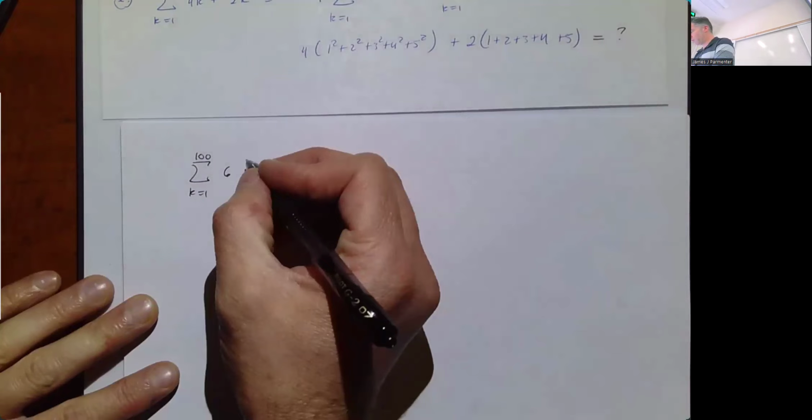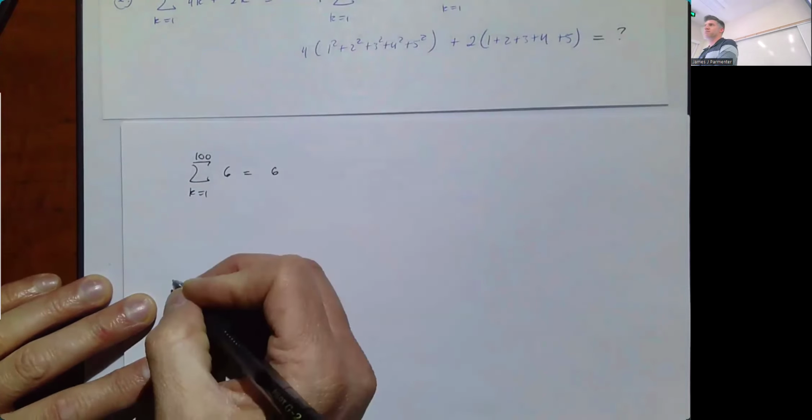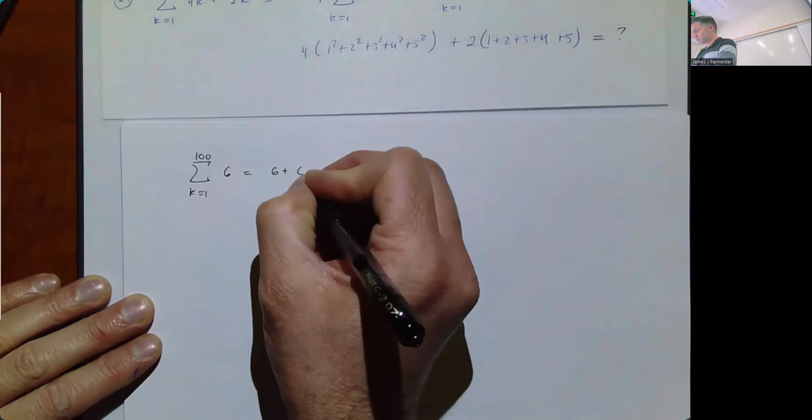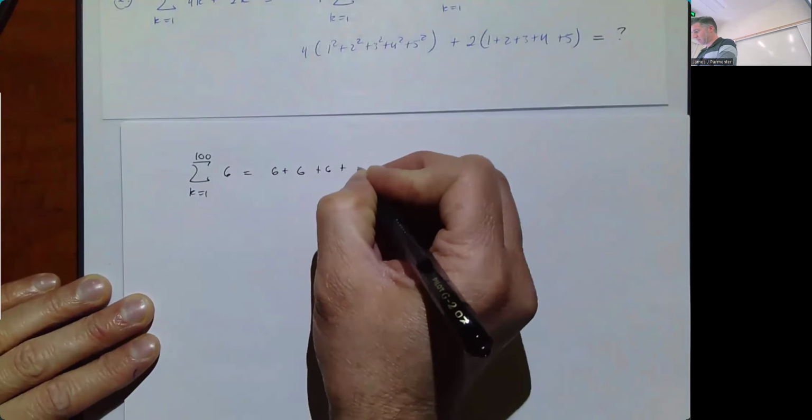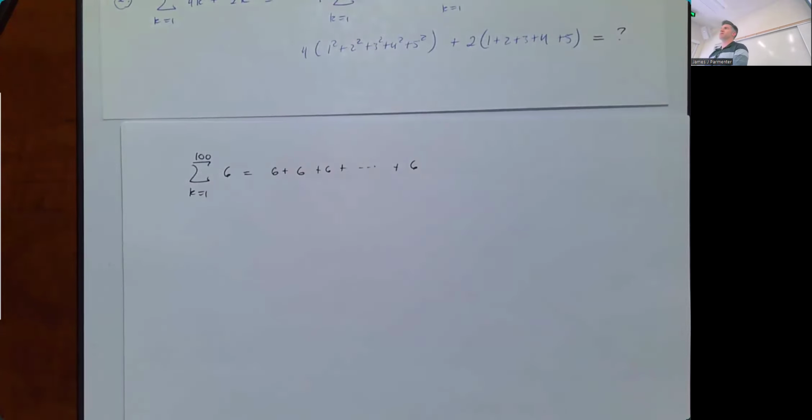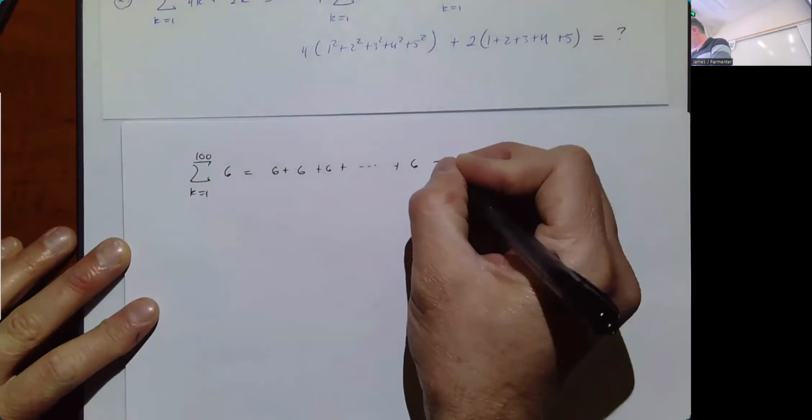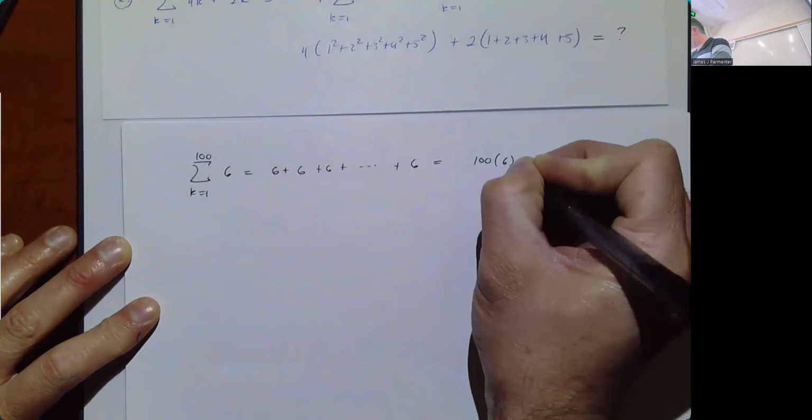Well, when k equals 1, I get 6. When k equals 2, I get 6. When k equals 3, I get 6. And I'm going to get 6 a lot of times. How many times? 100 times. That's going to be 100 times 6, which is just 600.